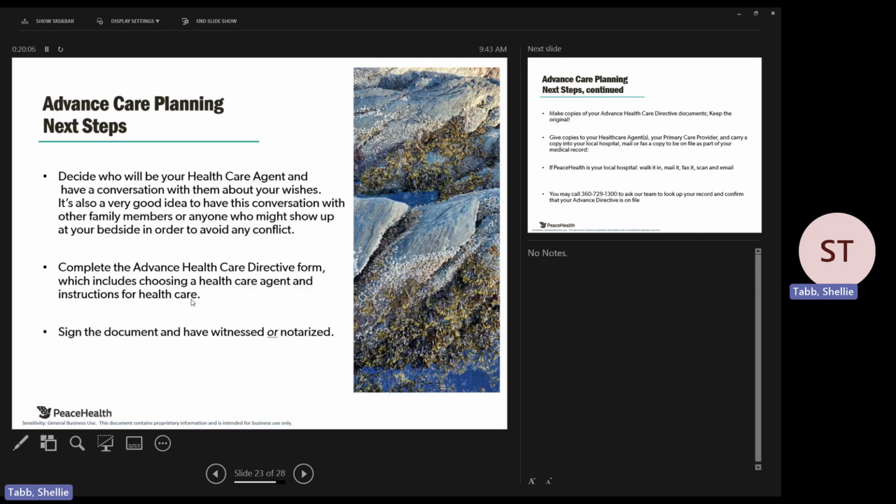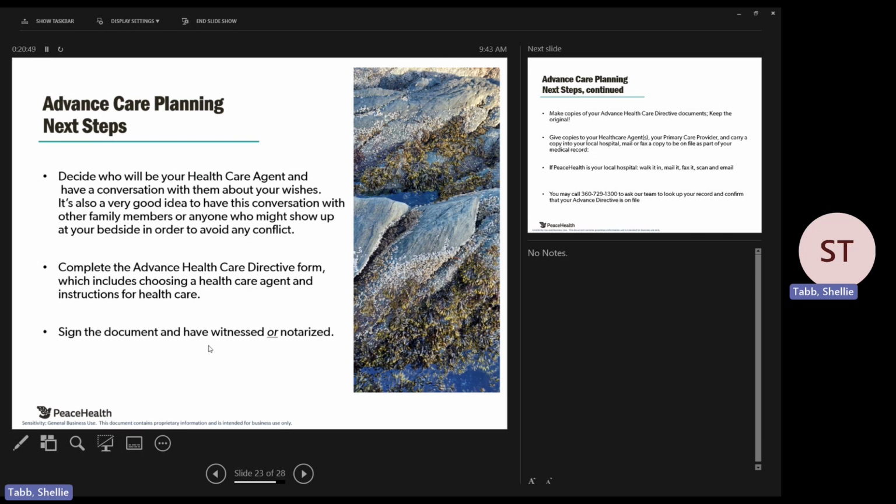So let's think about advanced care planning, like next steps. Think about who you want your healthcare agent to be and have a conversation with them about your wishes. It's a very good idea to have this conversation with other family members or anyone who might show up at your bedside in order to avoid any conflict. And then too, really talking with your chosen healthcare agent and making sure that they understand completely what your wishes would be and that they would be able to be that person for you and support those wishes, even if they didn't necessarily agree.